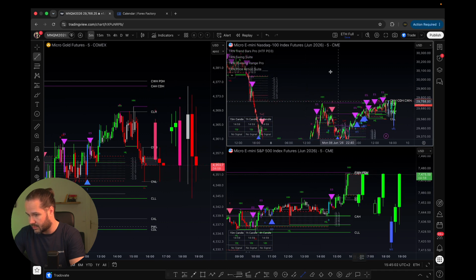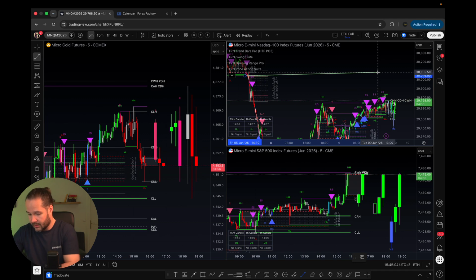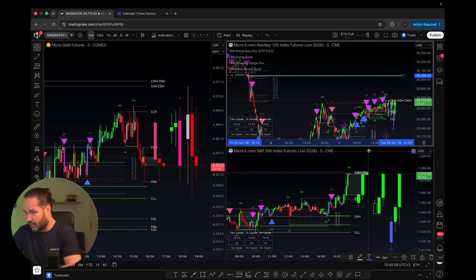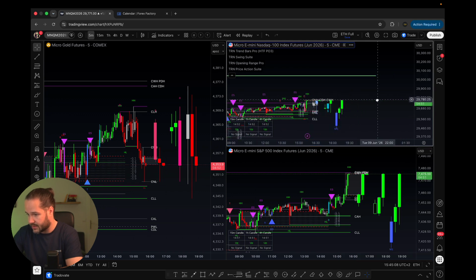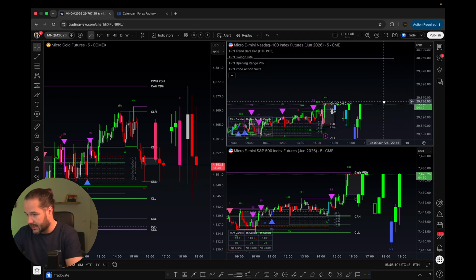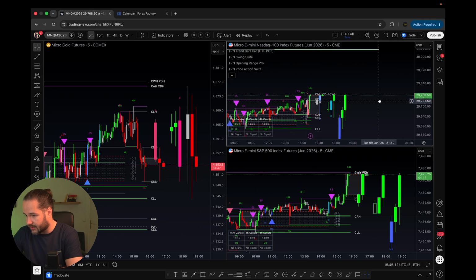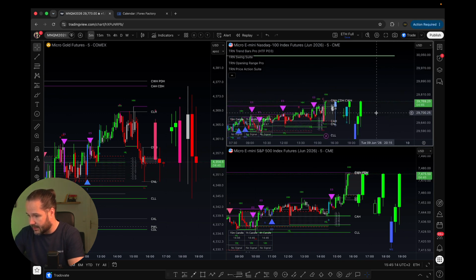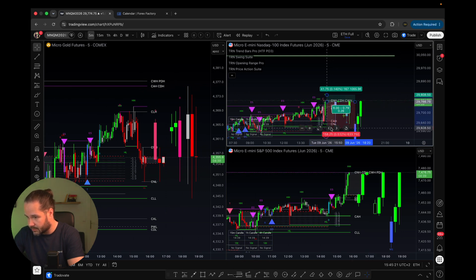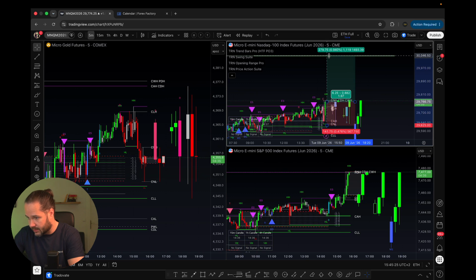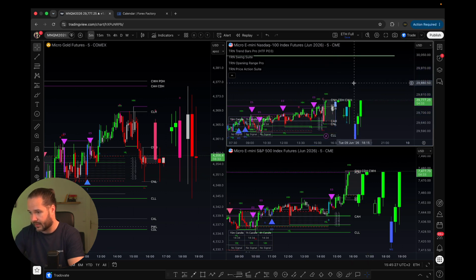Let me draw a line here. It's a previous support, which has now turned into resistance, so it can work as a target. And maybe I'm a bit late now, but let me check the risk reward ratio. Stop loss always below the low. Okay, this would be okay. Let's give it a try.